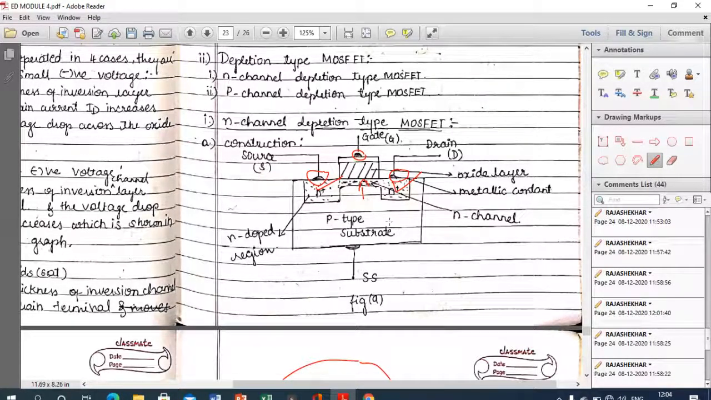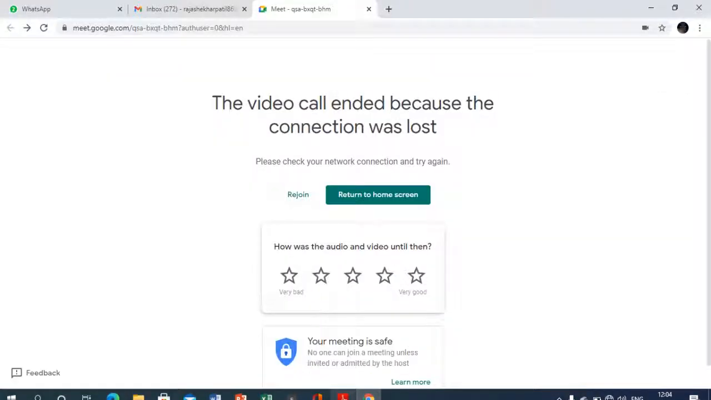Once I provide the voltage, the depletion will be removed and the electrons present in the channel start moving from the drain to the source terminal. So this is about the depletion type MOSFET, the n-channel depletion type MOSFET. I hope it is clear for everyone.